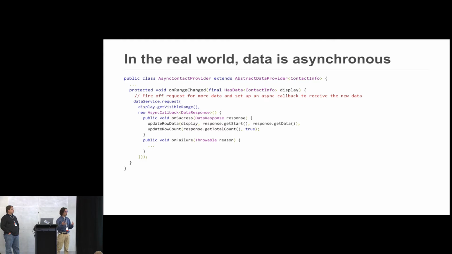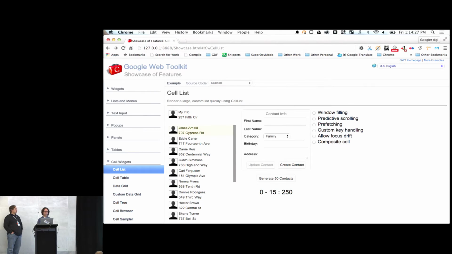For the purpose of the showcase, this was kind of left out. And I think it's an important problem in the showcase, because the real value of cell widgets is in rendering large amounts of data, and you're not going to realistically have that data cached locally on the client. So in our hack, in the changes we made to the showcase, we made it asynchronous.